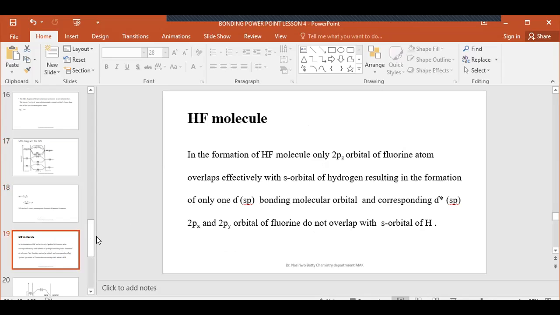Let us look at hydrogen fluoride molecule. In the formation of hydrogen fluoride molecule, only the 2px orbital of fluorine atom overlaps effectively with the s orbital of hydrogen, resulting in the formation of only 1 sigma sp bonding molecular orbital and the corresponding sigma antibonding sp molecular orbital. The 2py and the 2pz orbitals of fluorine do not overlap with the s orbital of hydrogen.